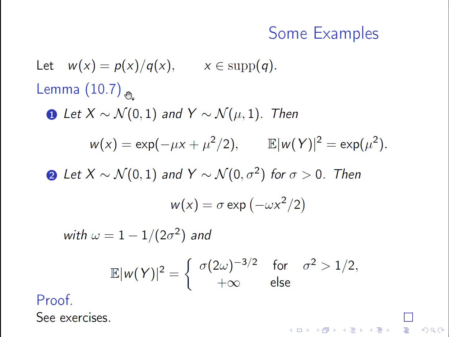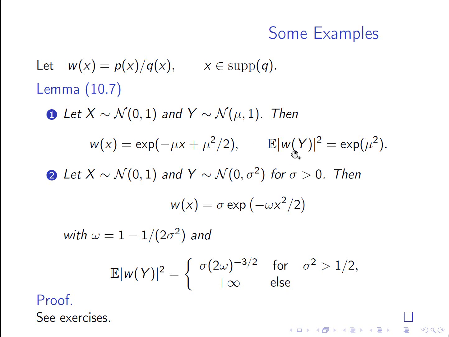Okay, so lemma 10.7. As I said, we start from a standard normal distribution, and first we are changing the mean, from 0 to mu. Then this w of x was given by this expression here, that's the exponential of minus mu x plus mu squared over 2. So that's the w change we need to do. And the expectation of w of Y squared, that's the exponential of mu squared.